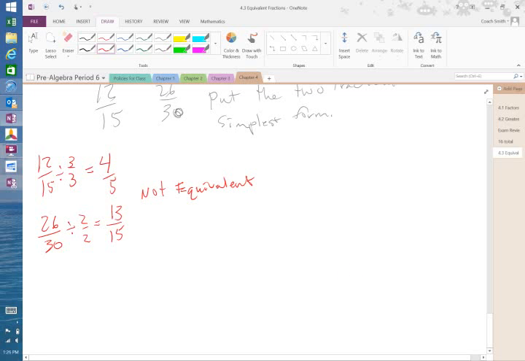Okay? That's what they're going to do. They're going to give you two fractions. You reduce them down, and then the directions want you to tell them whether or not they're equivalent.